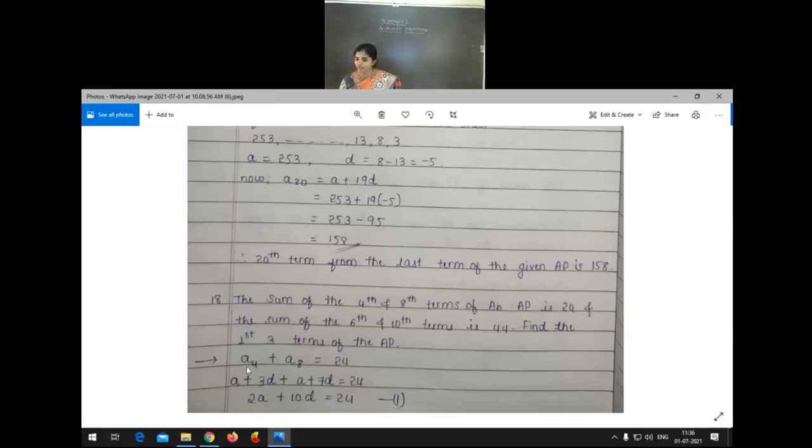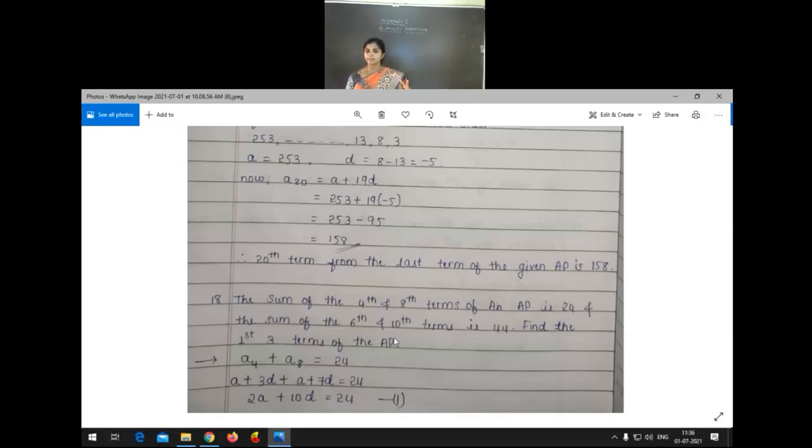Listen carefully. A4, can I write A plus 3D? Next, A8, A plus 7D is equal to 24. A plus 3D plus A plus 7D is equal to 24. A plus A, 2A. 3D plus 7D, 10D, which is equal to 24 we got. Call this equation number 1. How did we get this equation? From the first given data. 4th plus 8th term is 24. 4th term we wrote A plus 3D, 8th term A plus 7D. Then when we group like terms, 2A plus 10D is equal to 24.